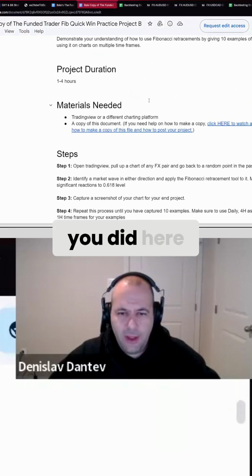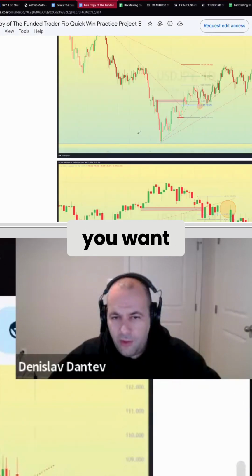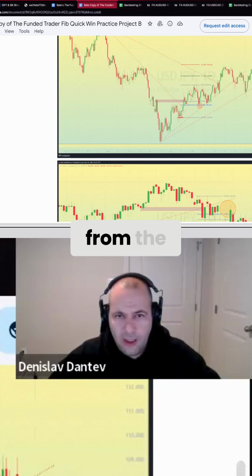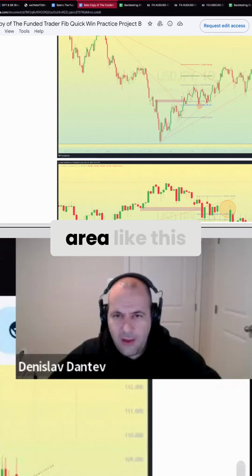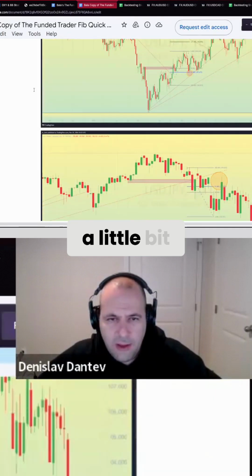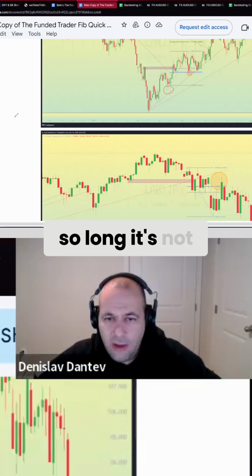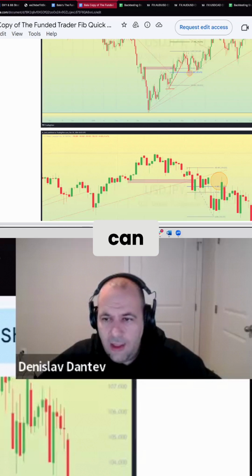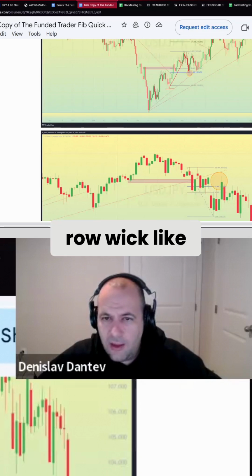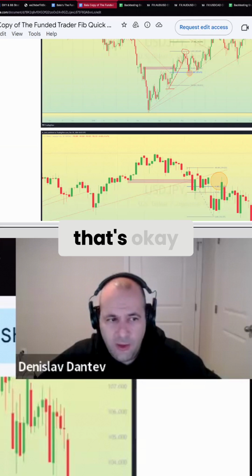Let's look at how you did here the other time. So the first thing is you want your fibs to start from the candle closes, ideally. If you have an area like this, where you have multiple wicks in the same area, so long as it's not a rogue wick, you can anchor your fib here, right? If you're looking to fib this way. You wouldn't use a rogue wick like this, but if you have multiple wicks like you did just here, that's okay.